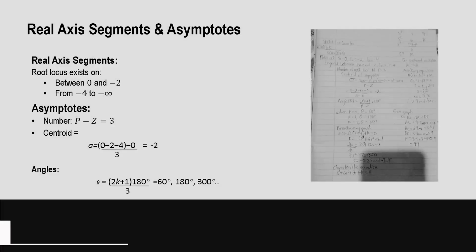I'm going to be continuing from the setup. So now we can determine the root locus features.